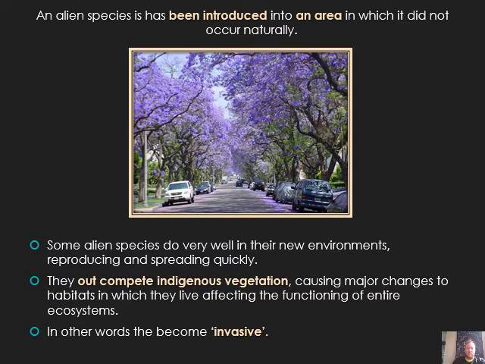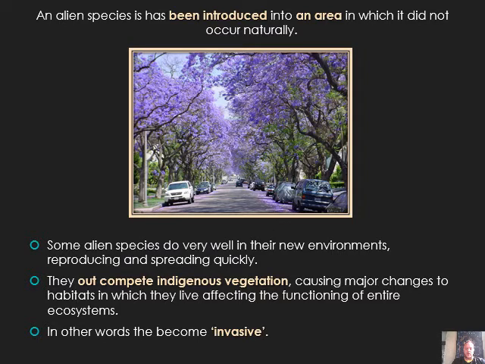So some alien invasive species do very well in their new environments, are reproducing and spreading quickly. So that's all I want you to take out of that first point, is that they reproduce and spread quickly. And if they can reproduce and spread quickly, that means that they're able to outcompete natural or indigenous vegetation. Remember, indigenous means naturally occurring in that environment. And if you kick out all those natural plants and trees that means you're going to affect the animals that are there. And if that natural species disappears and it's a keystone species, the entire ecosystem can collapse.